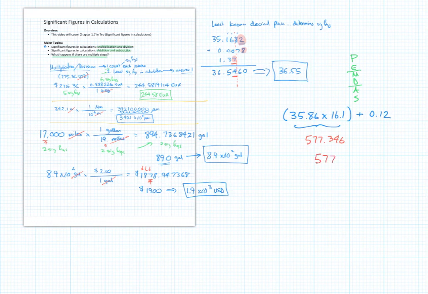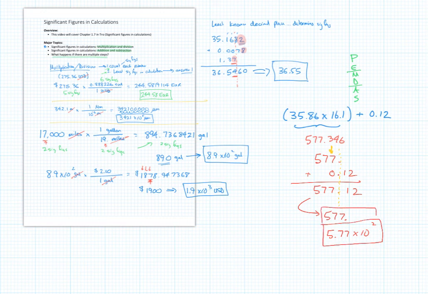So now we have 577, and I'm going to add to that 0.12. So when I add these together, I have 577.12. But remember our rule? We need to find the placeholder that's the least. And in this case, it's the ones place. So even though I have this 0.12 adding to it, doesn't matter. My final answer is going to be 577. We could put a decimal point there, or we also could say 5.77 times 10 to the 2. Either one of those would be correct answers.